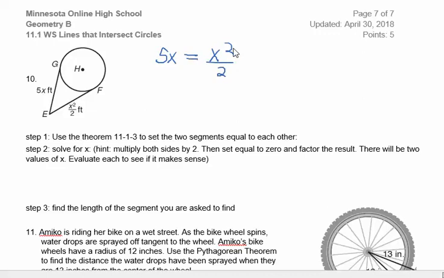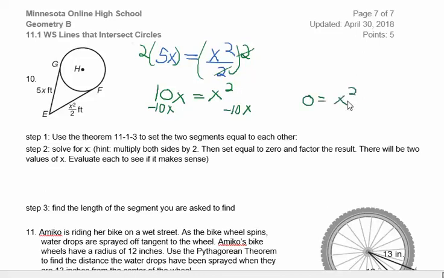Now we have a division by 2. The opposite of dividing by 2 is to multiply by 2, so I'll multiply both sides by 2. So I get 10x, 2 times 5 is 10x, equals, these cancel, x squared. Now you can't just do magic and say what the answer is. So what we're going to do is set this equal to 0. I'm going to subtract 10x from both sides. So now I get 0 is equal to x squared minus 10x. And I like it better on the right side, so I'm going to rewrite this.